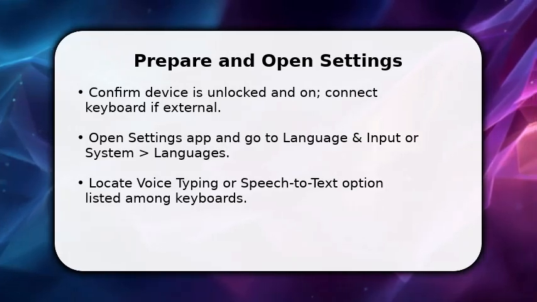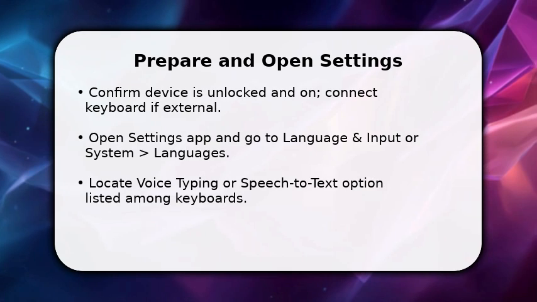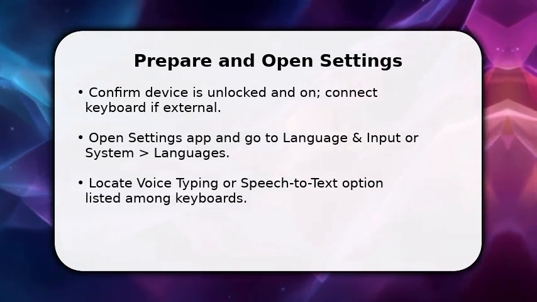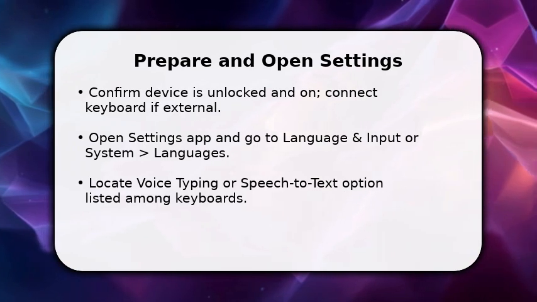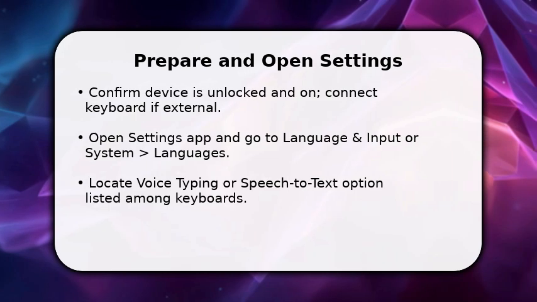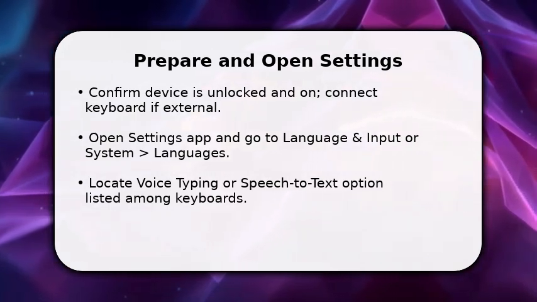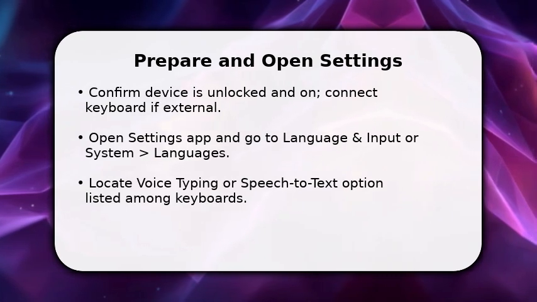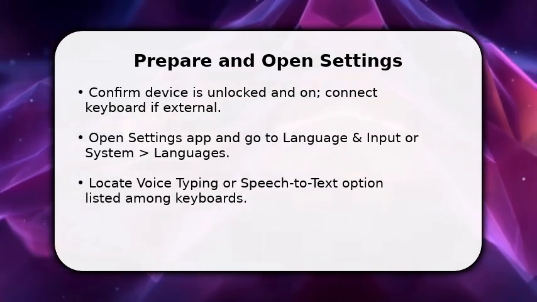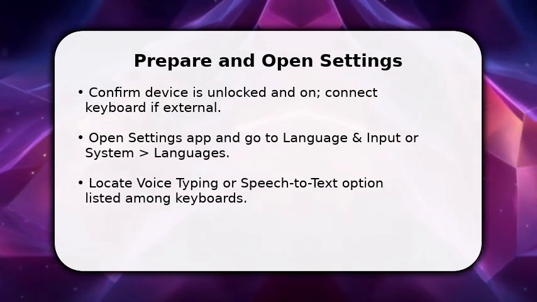You'll start by opening Settings and heading straight to Language and Input or System Languages. Don't pause to hunt. Once there, make sure the device recognizes any attached keyboard and then tap the section labeled Keyboards or Input Methods. You want to see the active input methods. This is where voice typing appears alongside on-screen keyboards. Tap the entry for voice typing to begin changing its behavior. This first action exposes the controls you'll adjust in the next step.